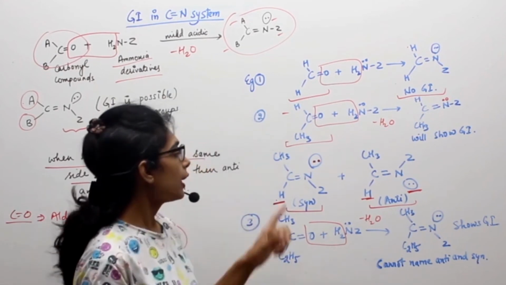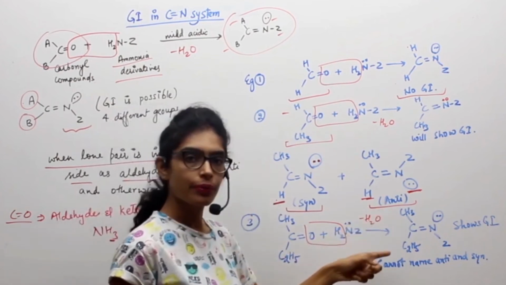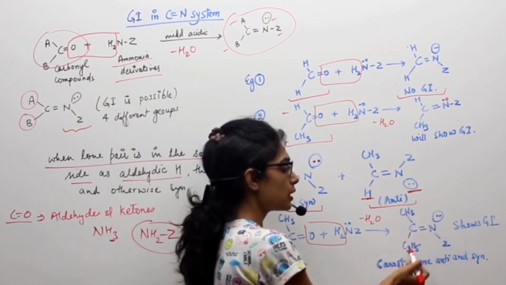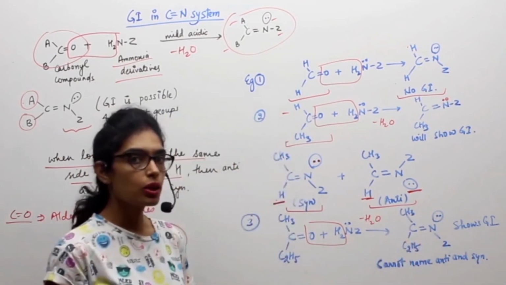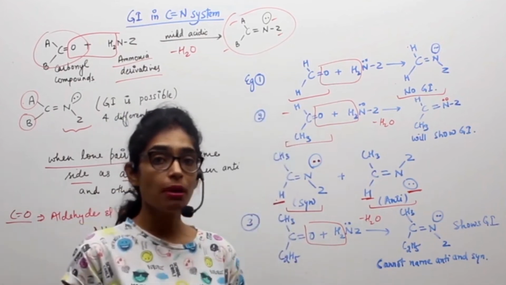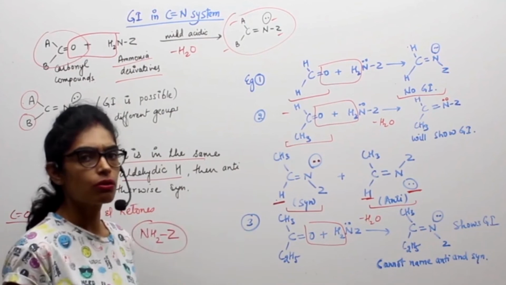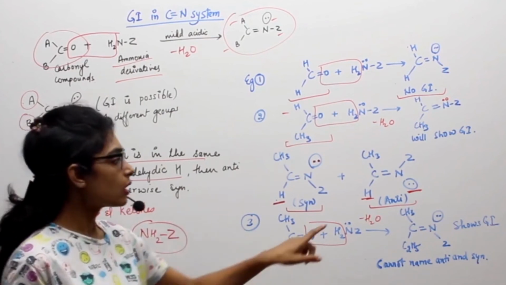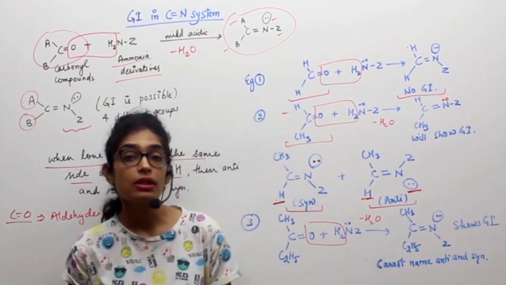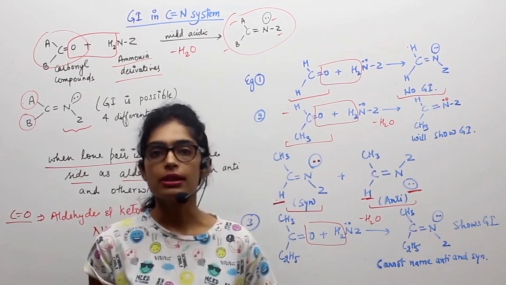I'll tell you why. Here at least we had a reference point of hydrogen. Here both are R groups, and the lone pair is in the same plane with one R group, but in the opposite plane with the other R group. So there is no specific definition of how to define syn and anti in the case of ketone-based compounds. So we just leave it. Different books have different ways to do it, so we never have to mention whether the molecule is syn or anti. The only question they ask you from this part is whether this compound can show GI or not. They never ask you to specify this is syn or this is anti.